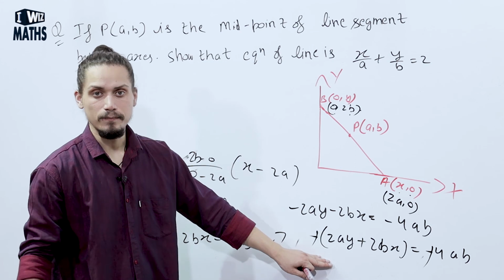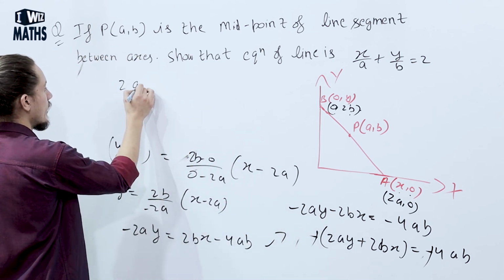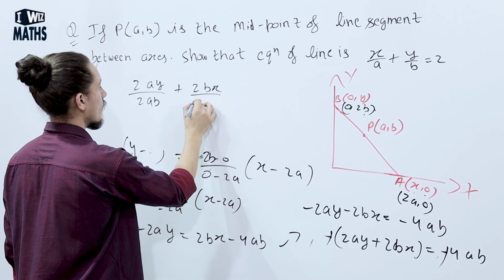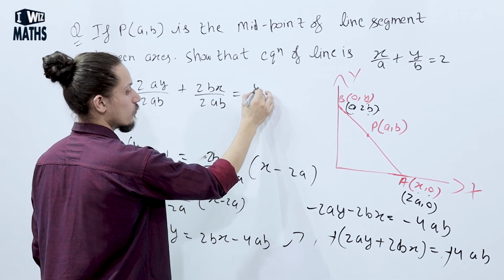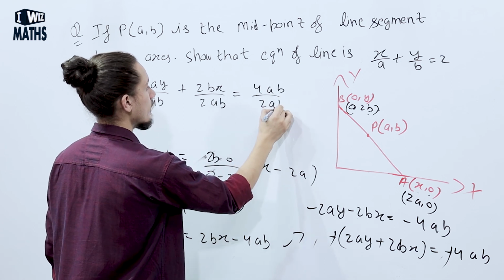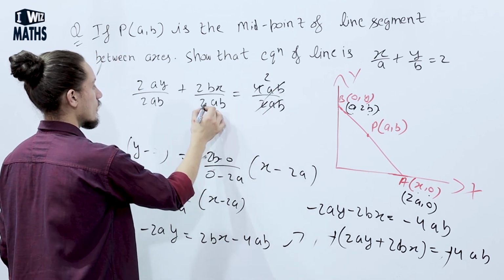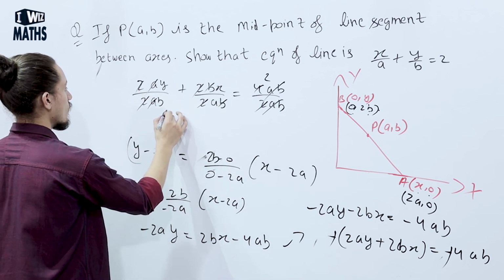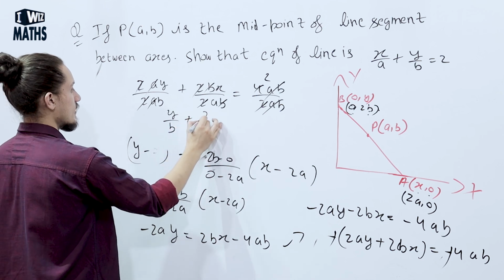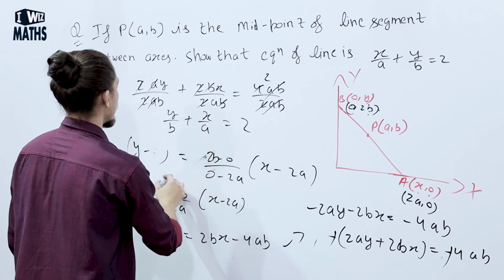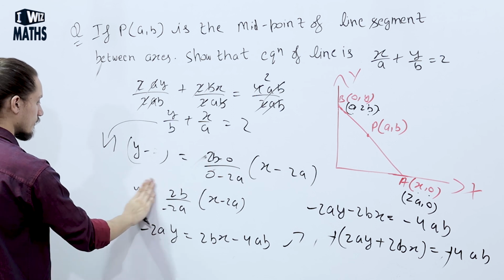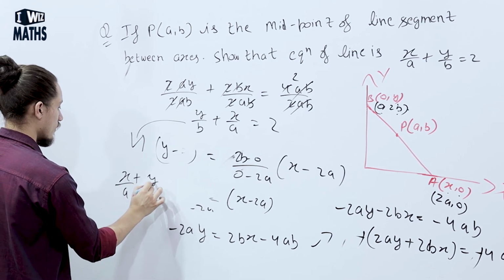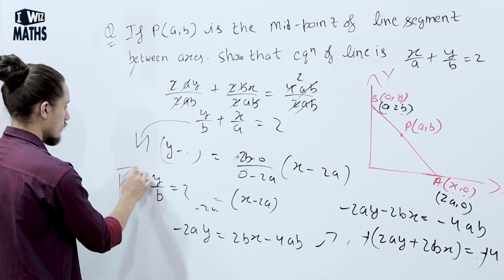So dividing every term by 2ab, we get 2ay upon 2ab plus 2bx upon 2ab is equal to 4ab upon 2ab. ab से ab कैंसिल, 2 2 is 4, 2 से 2 कैंसिल, b से b कैंसिल, 2 से 2 कैंसिल, a से a कैंसिल. So we get y upon b plus x upon a is equal to 2. Rearranging this equation, we get x upon a plus y upon b is equal to 2, which is the required result.